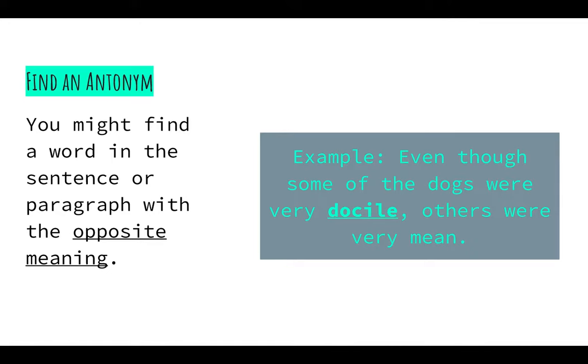You might find a word in the sentence or paragraph that has the opposite meaning. That's an antonym. For example, even though some of the dogs were very docile, others were very mean. Our underlined word is docile. We can figure out what it means by looking at the words others were very mean. We know this is the opposite of docile. So if docile is the opposite of very mean, it must mean not very mean.